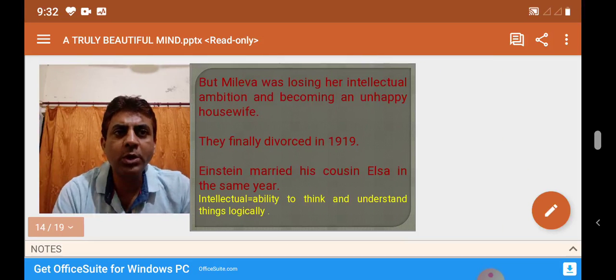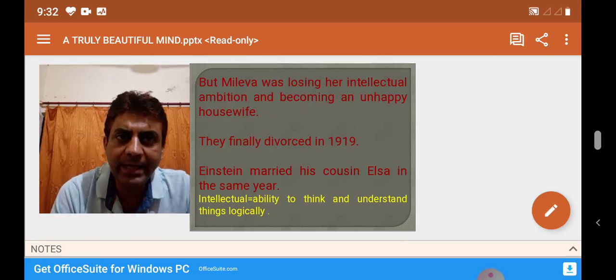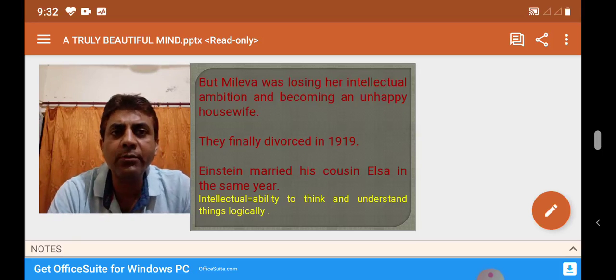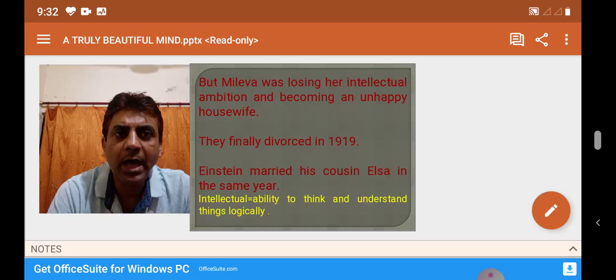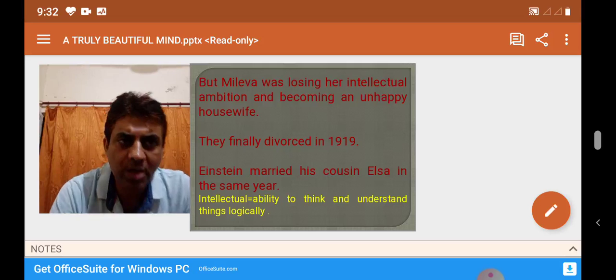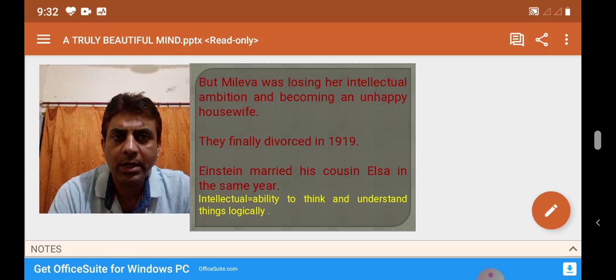Mileva was losing her intellectual ambition and becoming an unhappy housewife. They finally divorced in 1919. Einstein married his cousin Elsa in the same year.